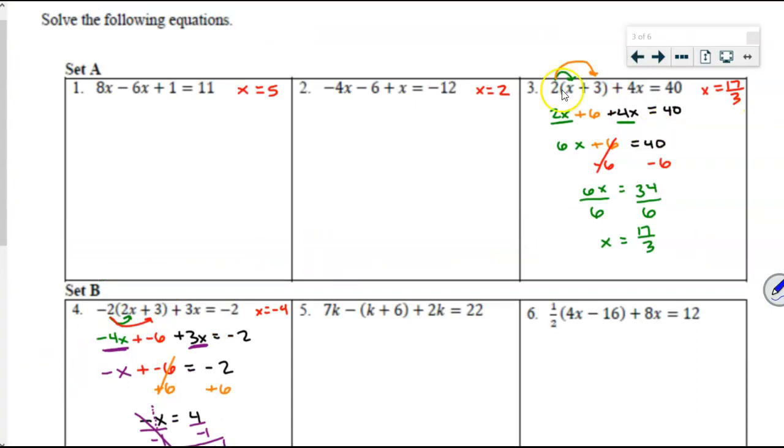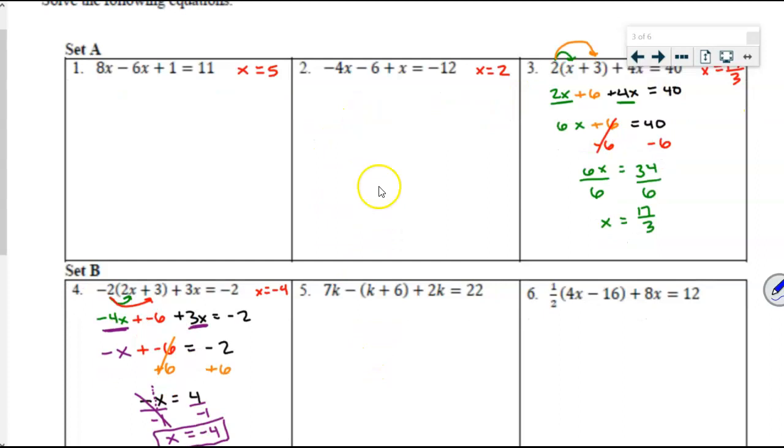I am going to go over number 2 and number 5, just because I have a feeling that many students did make mistakes on those ones. So let's go over number 2 and number 5. What I see is negative 4x and positive x. So when I simplify this one, I'm going to be combining these terms, and 4 negatives and a positive are going to equal negative 3x.